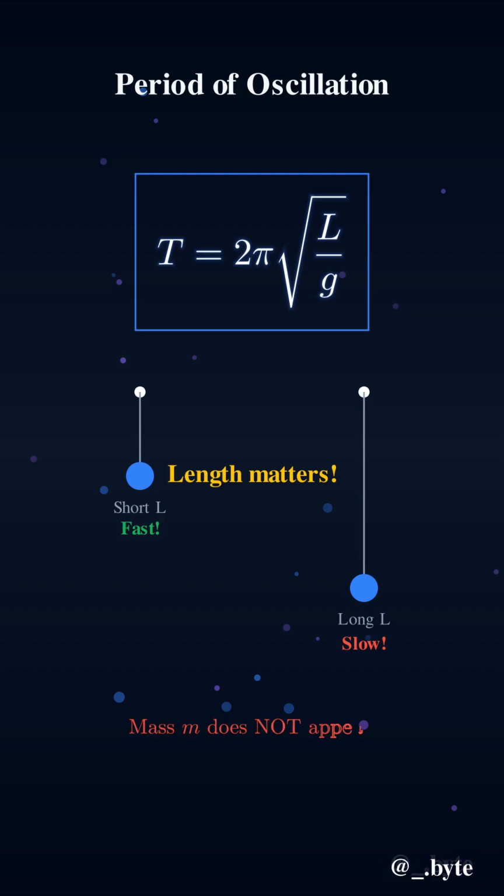Mass doesn't matter. Look at the formula again. Mass m does not appear anywhere. A feather and a bowling ball on equal strings swing at the same rate.